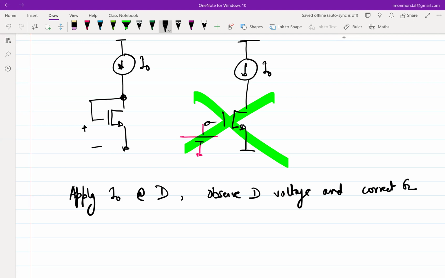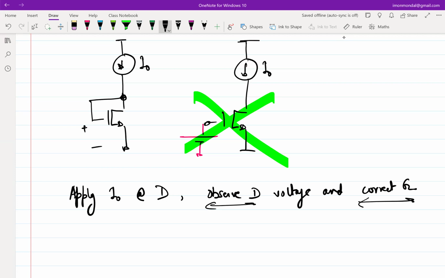We applied the current source at the drain, then we observed the drain voltage going up and down. Based on that observation, we took a decision: what should we do to the gate? So this was the observation and this was the correction. The connection between the drain and the gate came out because we were trying to correct for the difference in currents that would accrue if we were not biasing it.